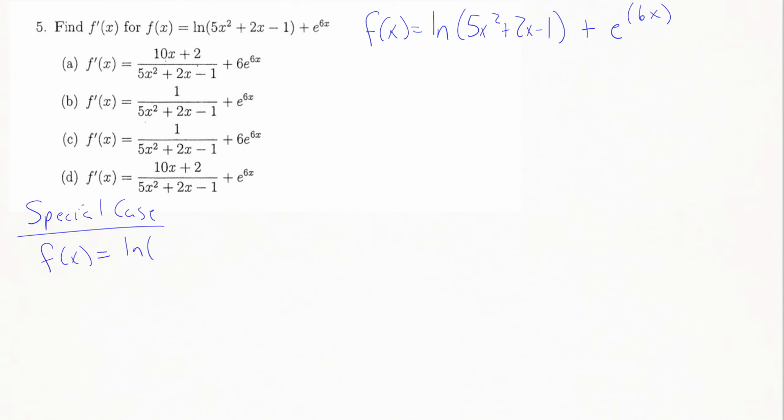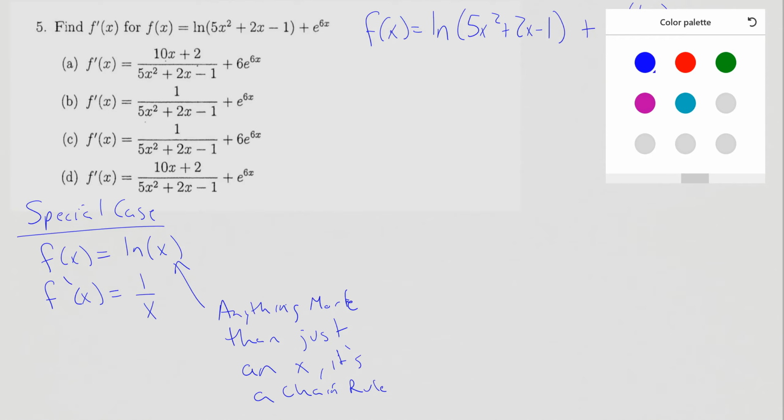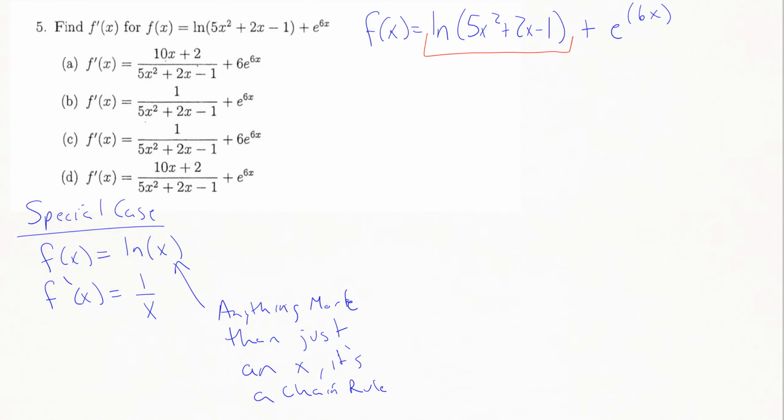So anytime I've got the natural log of x, the derivative of the natural log of x would be 1 over x. The thing to note here is as soon as that is anything more than just an x, so negative x, 3x, anything more than just a simple x, it's a chain rule problem. So that means we'll end up having to use our chain rule, which is our d in, d out game. So that special case is what we're seeing up in the front here with the natural log piece.